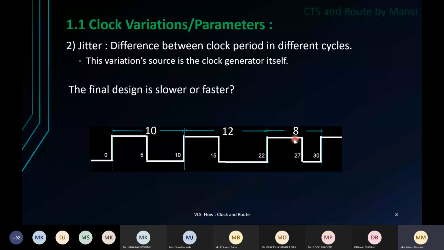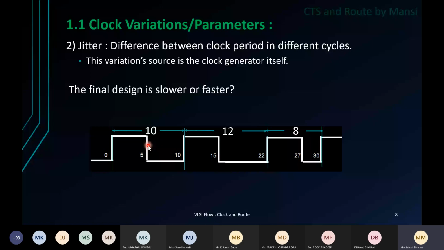Can anybody tell me what will happen if the clock is like this? My whole design will be faster than 10 ps or slower than 10 ps? Can anybody answer me that? Okay, you guys are able to hear me, right? Am I audible? Yes, Mansi, you are perfect.